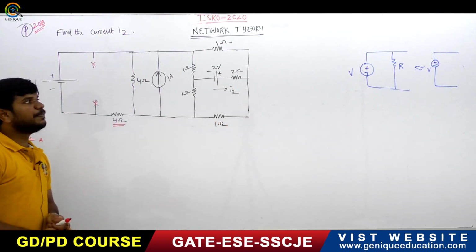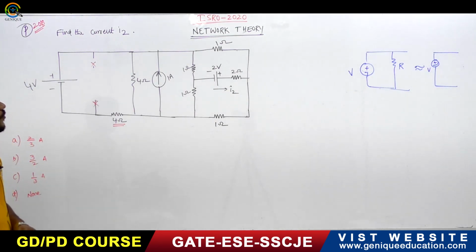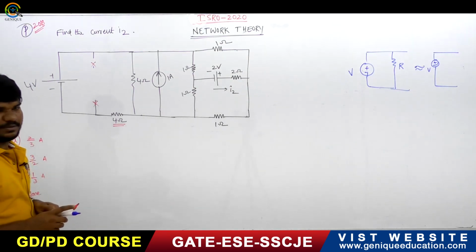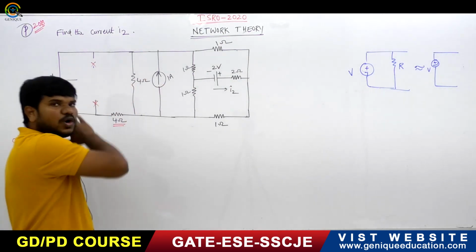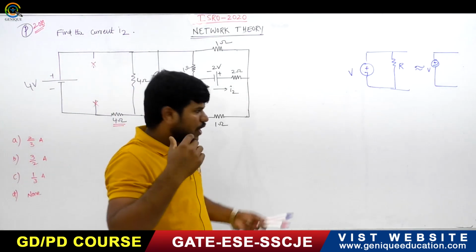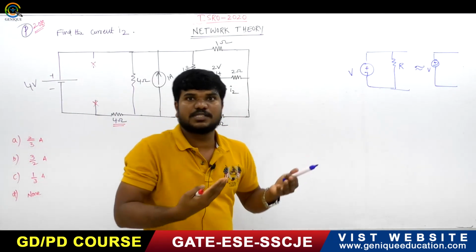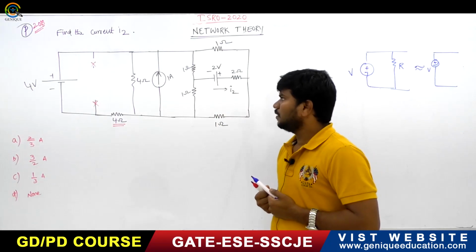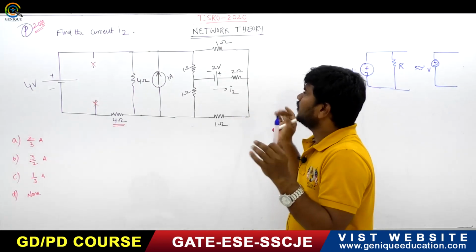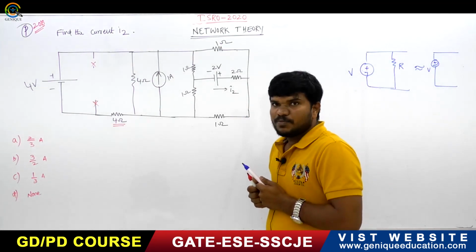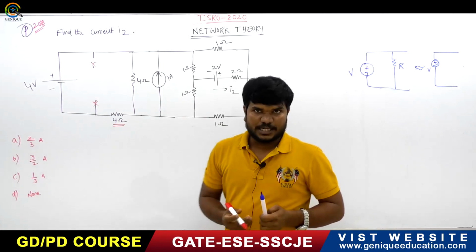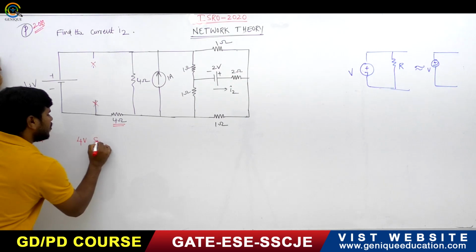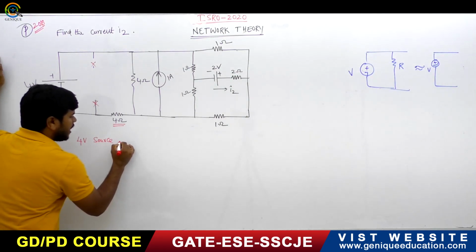Now apply the superposition principle. Let us suppose the 4 volt source is acting. I won't use nodal analysis here because we would get a larger number of equations, and solving more equations may take very much time. That's why I am not using nodal analysis here; I am taking the superposition theorem. Suppose the 4 volt source is acting alone.